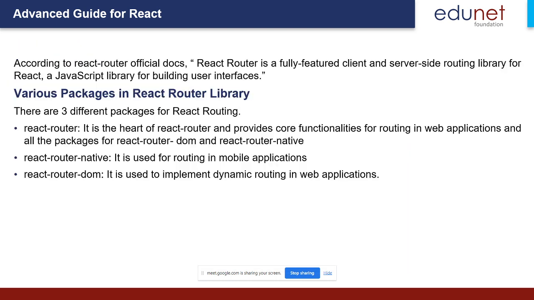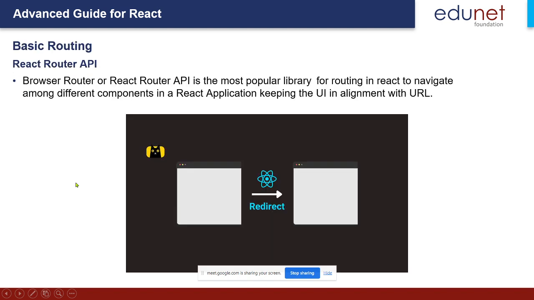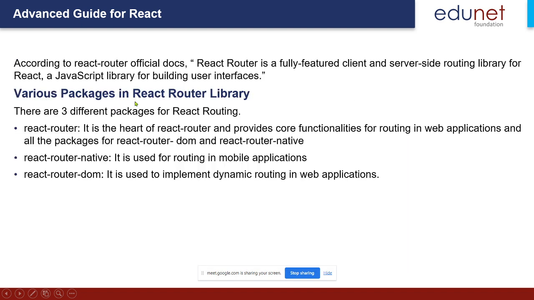So basic routing and various packages, என்னென்ன packages use பண்ணா React router install பண்ணிருக்கணும், React router native கொடுத்துருக்கணும், React router DOM கொடுத்துருக்கணும். ஓகேங்களா? So React router API, a browser router or React router API is the most popular library for routing in a React navigate among different components.